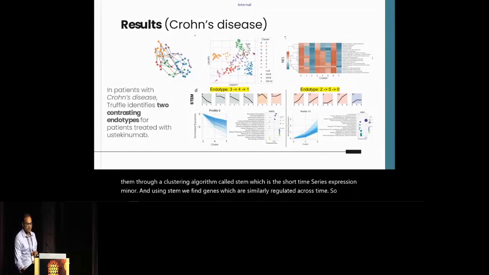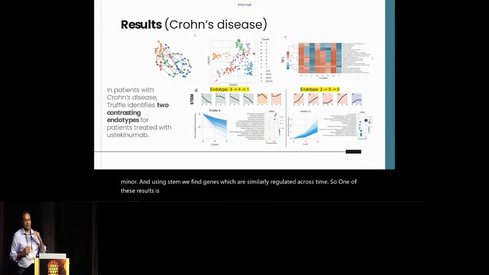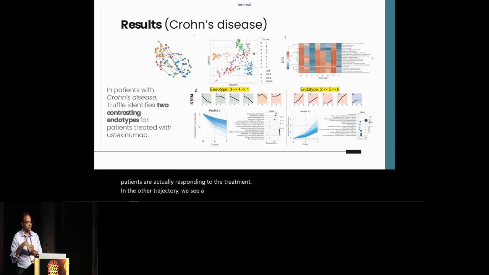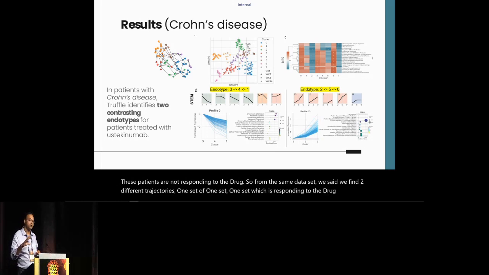So one of these results is that we find a bunch of genes which are downregulated, which are involved in immune response. And from prior literature search, we know that these patients are actually responding to the treatment. In the other trajectory, we see a bunch of genes which are going up with time, and these patients are not responding to the drug. So from the same data set, we find 2 different trajectories, one set which is responding to the drug and the other not responding to the drug.